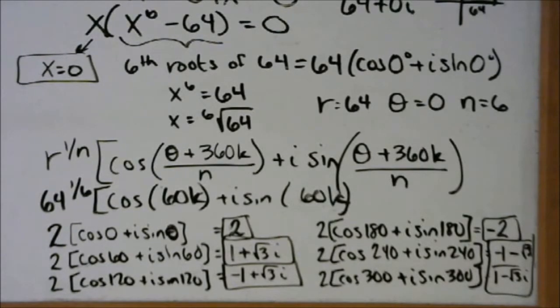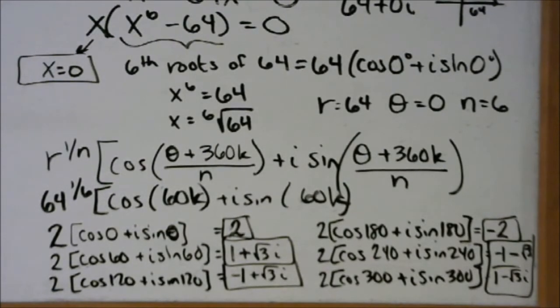This concludes the video notes for Objective 9, Trigonometric Form of Complex Numbers. Be sure to try the practice problems in your textbook located in sections 6.2 and 6.3.